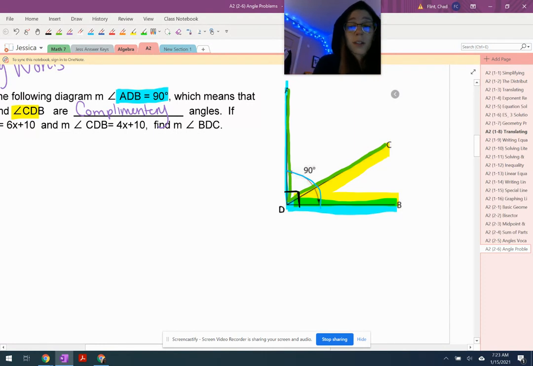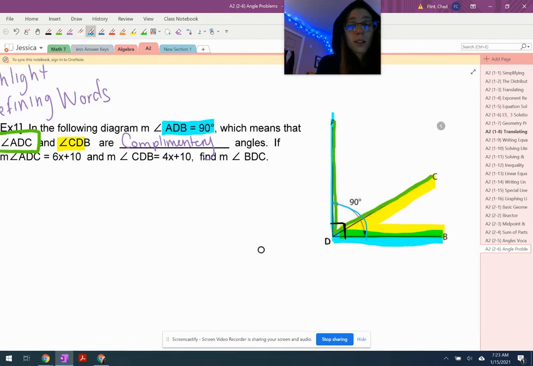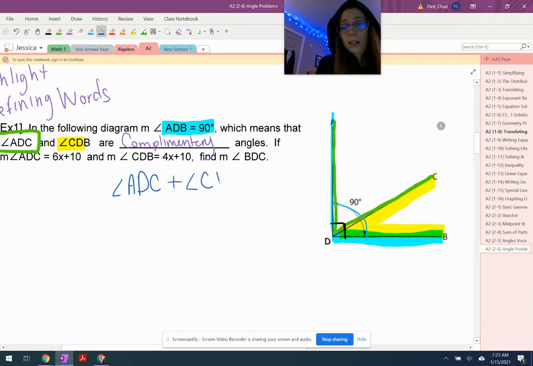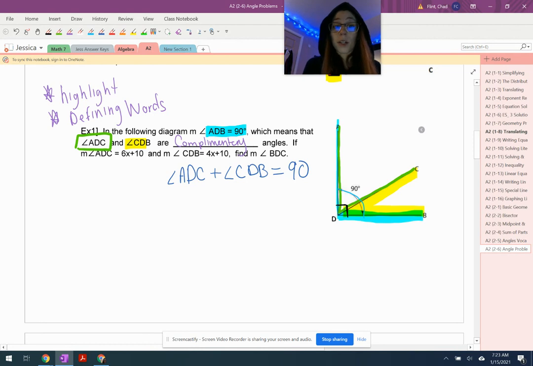I could even come here and write down the equation. Let's see. If I take angle ADC and add it to angle CDB, that should equal what? Those two angles, when I add them together, should equal what because of them being complementary? Should equal 90. Well, now I'm going to use that to make an equation.